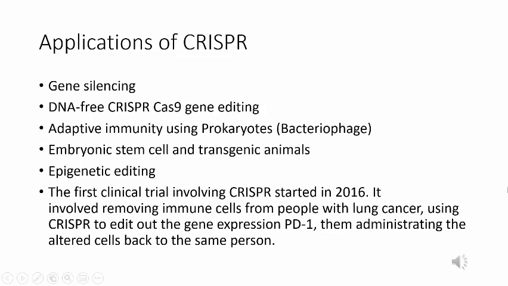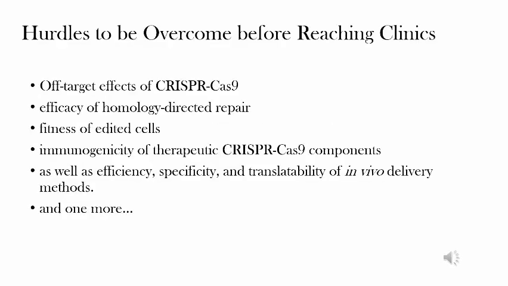Here are some applications of CRISPR, including gene silencing, embryonic stem cells and transgenic animals, and epigenetic editing. The technology must overcome challenges before reaching clinics. There may be off-target effects, and it must be compatible with the immune system.